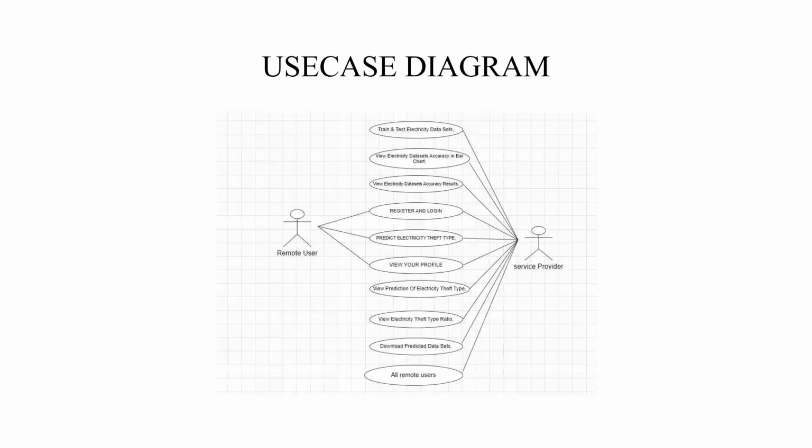The design of our project is mainly described in 4 diagrams: use case diagram, class diagram, sequence diagram, and activity diagram. Firstly, I'll explain the use case diagram. Here we use 2 actors, one is the remote user and the second is the service provider. Both actors undergo some of the following steps: train and test electricity data sets, view electricity data sets, view accuracy, registration and login, and predicting electricity theft type and the accuracy.